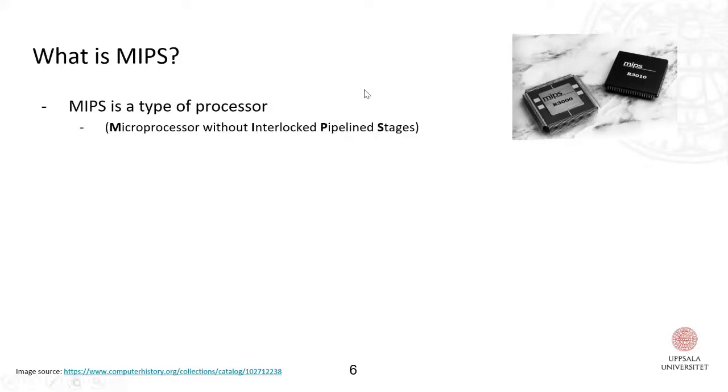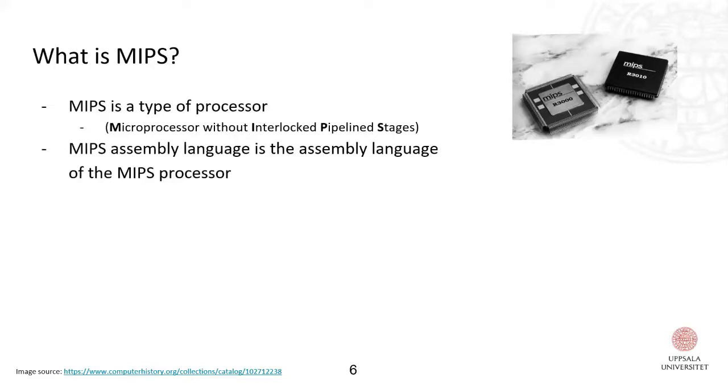And the fact that it is pipelined means, as we will see in a diagram later, that several stages of computation can work in parallel in MIPS, so that the execution time is reduced in total. Because MIPS is a processor, it has its own assembly language.